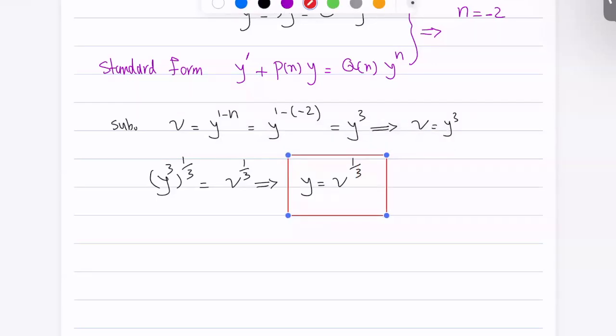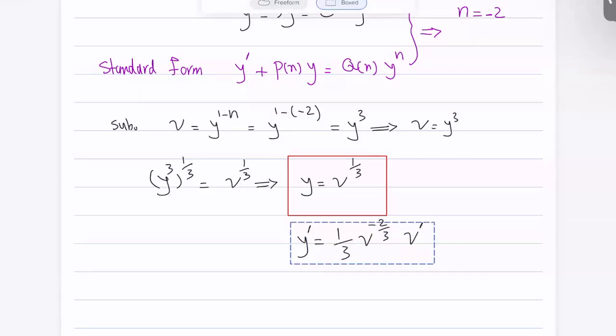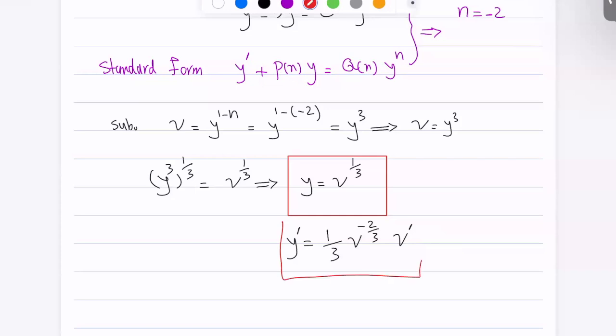The second thing we need to write our differential equation is y prime. So I need to take a derivative of this. That will be 1/3 v to the negative 2/3 times v prime. This v prime is sometimes forgotten. It's really important that you have this term here because you want to write a differential equation. So v is some function of x, we just don't know what function. So this is the second thing we need.